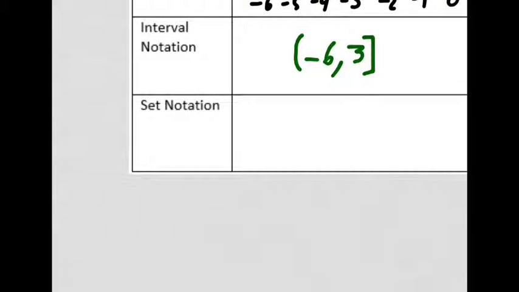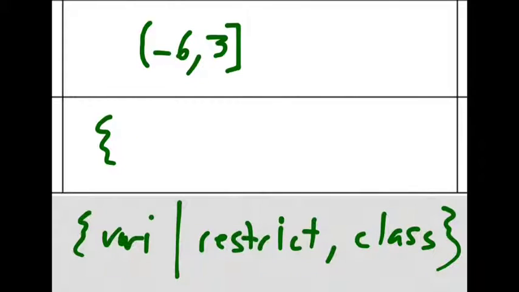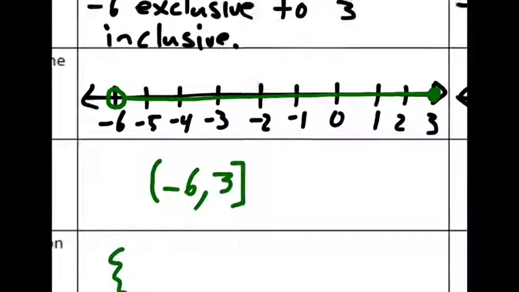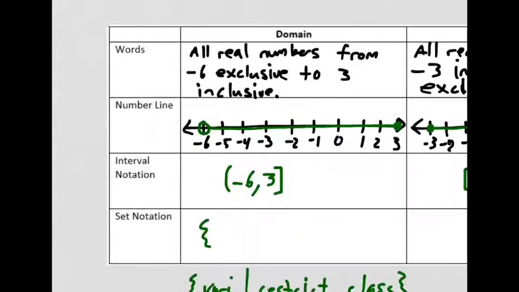And lastly, set notation. So, I set up my set brackets. Actually, I'm just going to write the left one for now. Remember, I write variable such that restriction, then the class of number, and then I end my brackets. So first of all, what's the variable representing the domain? X. We just chose that on our own.